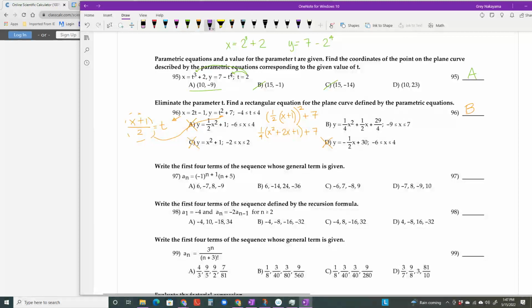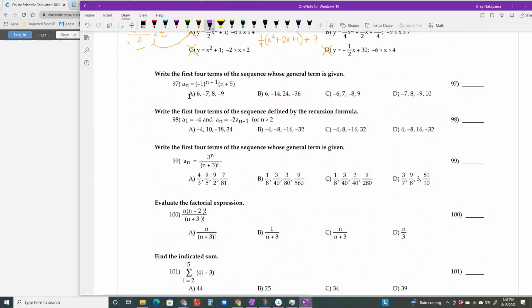Okay, on to sequences and series. 97. Find the first 4 terms. First 4 terms mean I'm going to plug in n equals 1, 2, 3, and 4. So when I plug in 1, I get negative 1 to the 1 plus 1 times 1 plus 5. Well, 1 plus 5 is 6. Negative 1 quantity squared is 1. So the first term is 6. So that's gone and that's gone.